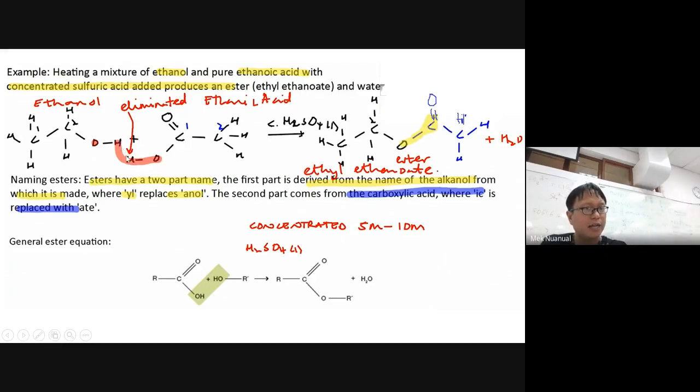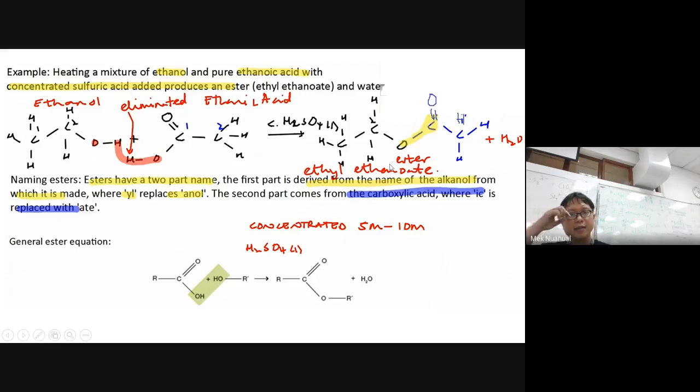So then this H and O will form your H2O. That will make a water, and that water will be just like another product here. Whatever is remaining is the rest of it that you still have minus the H2O that already got knocked off. That's how you form your ester molecule here, and the name we call it is ethyl ethanoate.